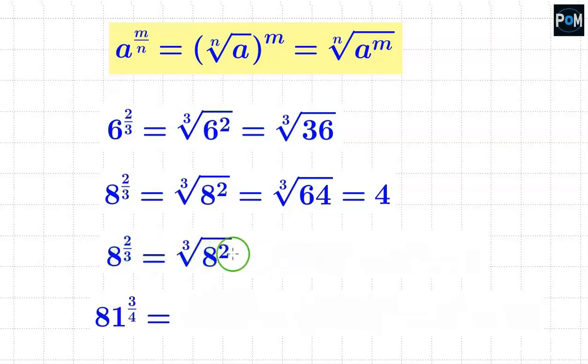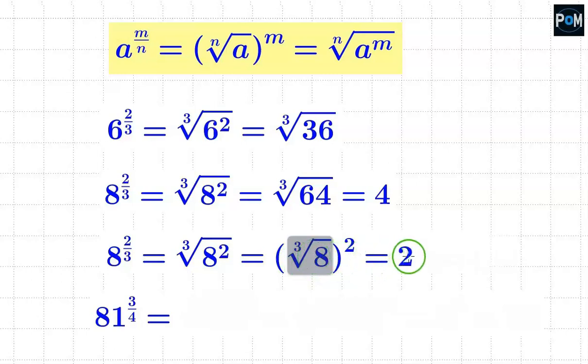Now you can also do something like this, where the power from here can jump out of the parenthesis. We can use parentheses. In these parentheses will be the cube root of 8, and this 2 will migrate out of the parentheses. Now it turns out that the cube root of 8 is something we can calculate. The cube root of 8 is 2, so we're going to have here 2 squared, which is 4.